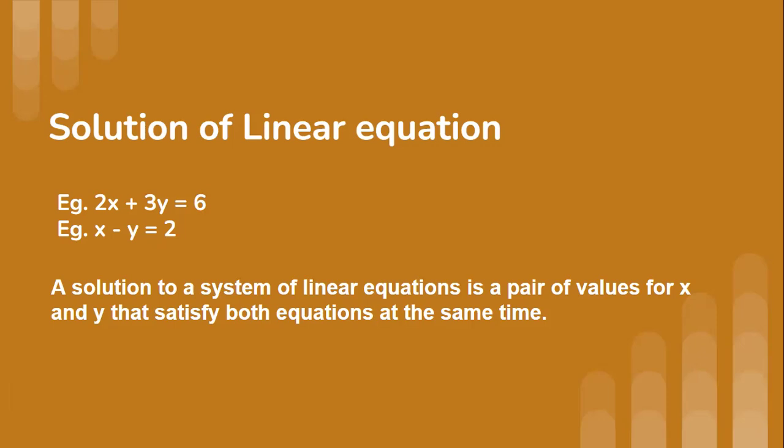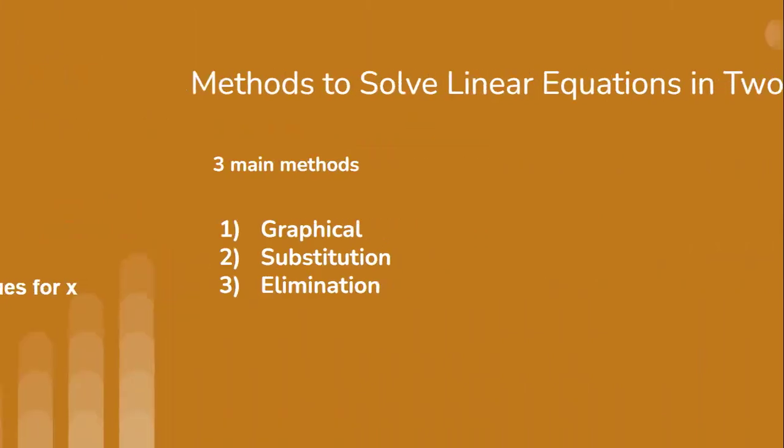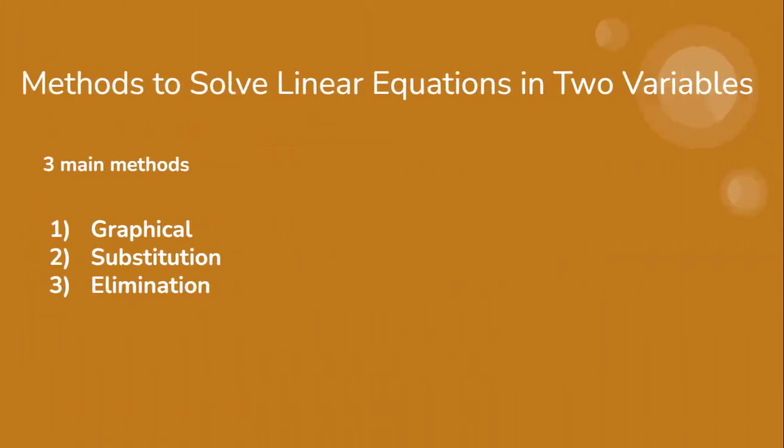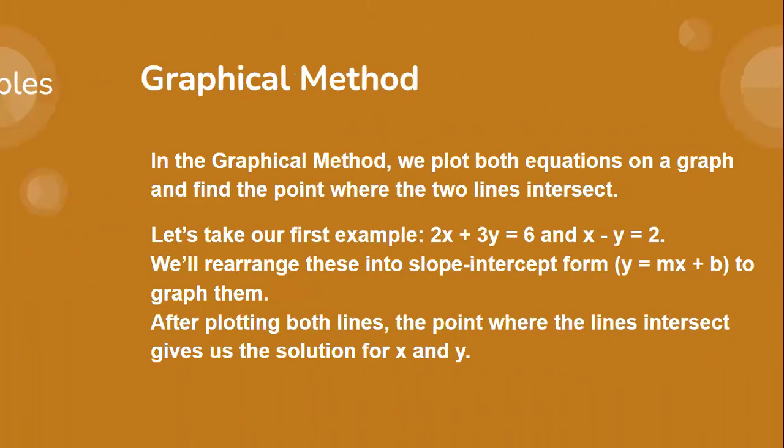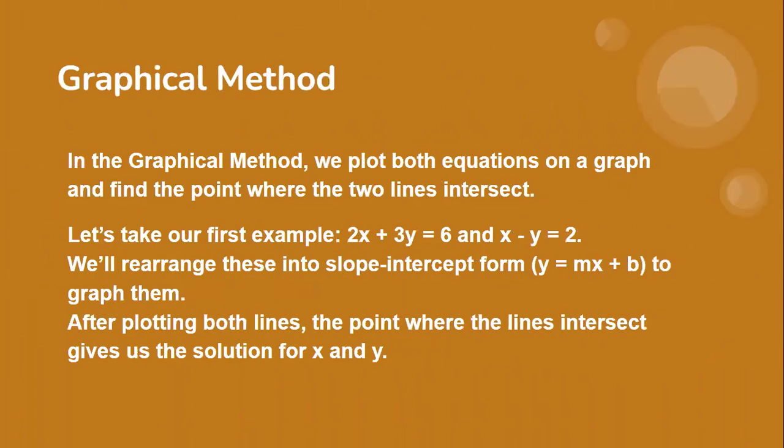So let us discuss some methods to solve the linear equations in two variables. We have three main methods to solve linear equations in two variables. The first one is graphical method, then substitution method, and elimination method. So let's briefly touch on each. So first of all, graphical method. We plot the equations on a graph and find the point where the two lines intersect.